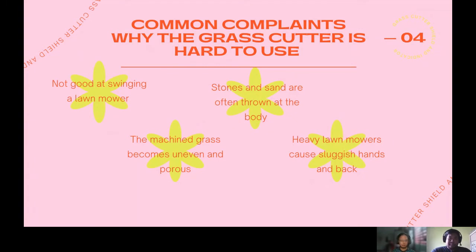This problem affects older people, such as our grandfathers and grandparents. They use the grass cutter, but not for a long time because they have pain in the back, since the grass cutter is so heavy.